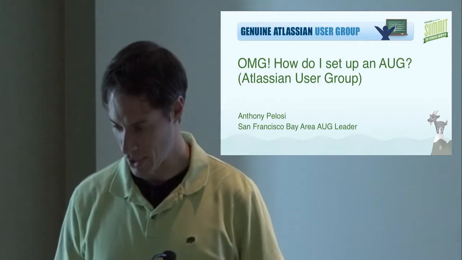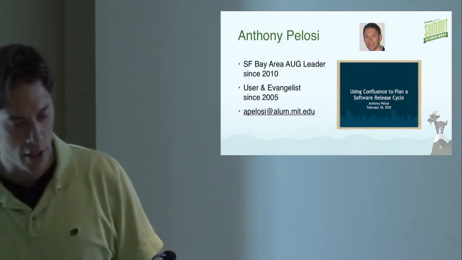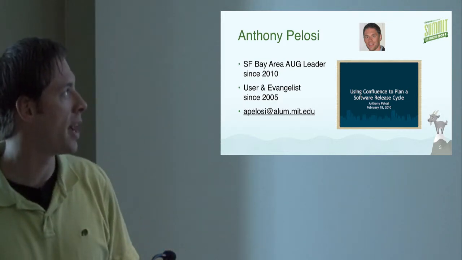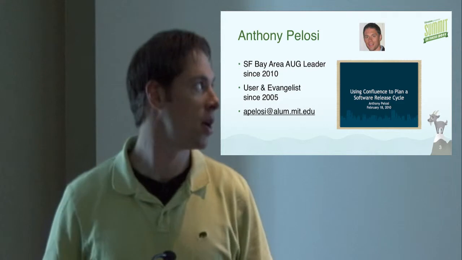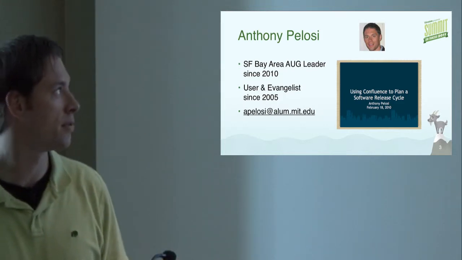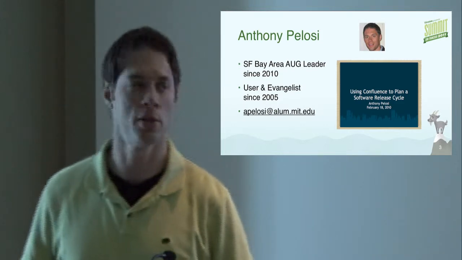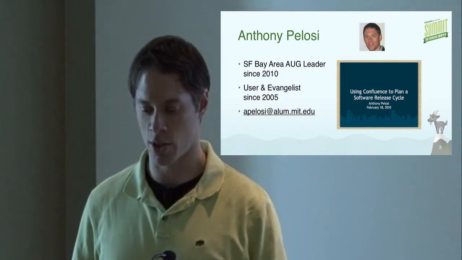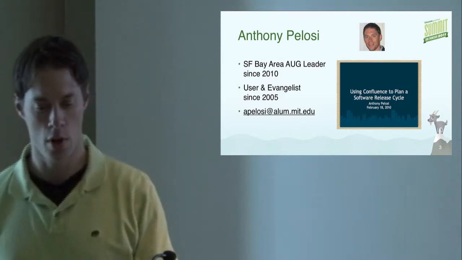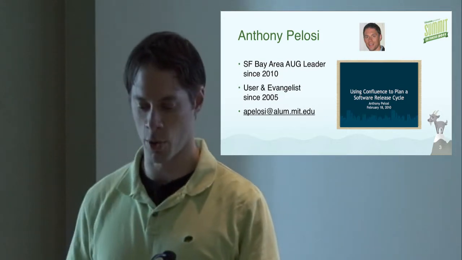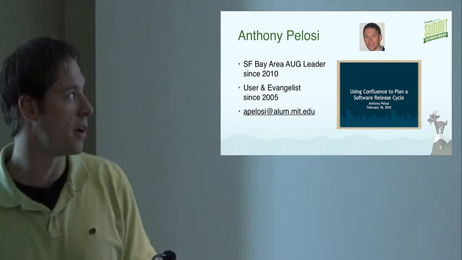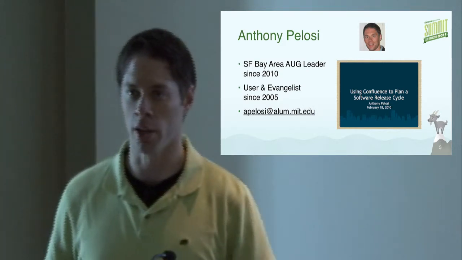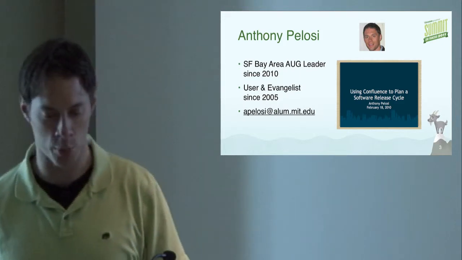All right. A little bit about me. My name is Anthony Pelosi, and I have been the SF Bay Area AUG leader since 2010. We like to call them AUGs for short. I've been an Atlassian user and evangelist since about 2005. My contact info is up there, and you can easily find it later on. Even if you don't have the slide, just search online for Atlassian User Group, and you'll probably find my info.